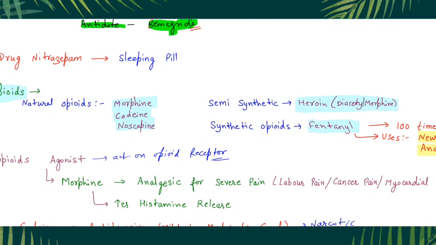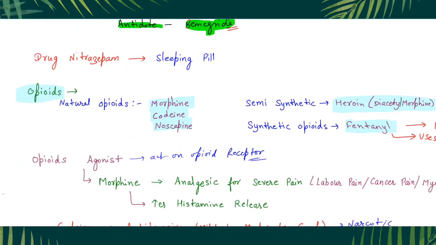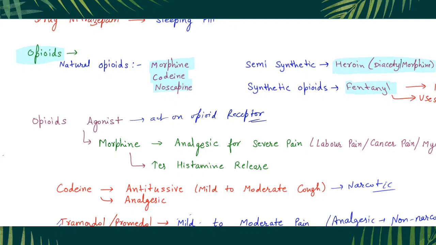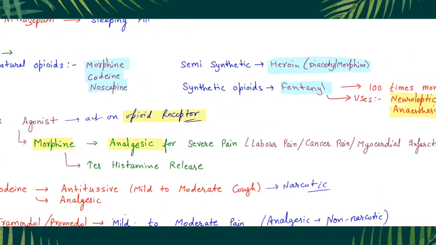Now the next is opioid agonist. I hope you know about the agonist and the antagonist. Agonist means same action and antagonist means opposite action. So opioid agonists act on the opioid receptors. For example, we studied morphine. Remember, it is an analgesic for severe pain. What is an analgesic? That is a painkiller.